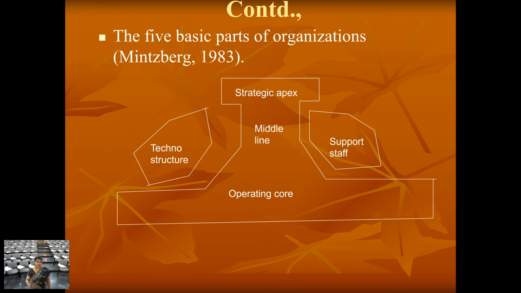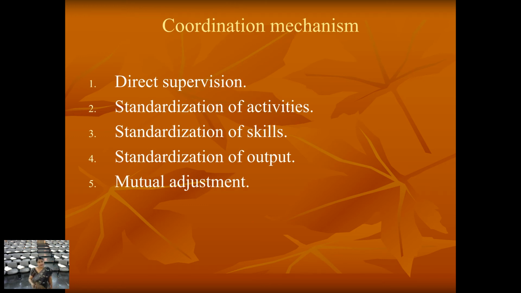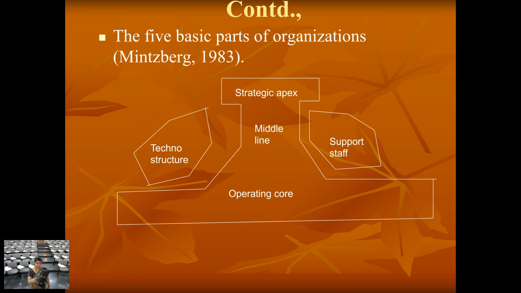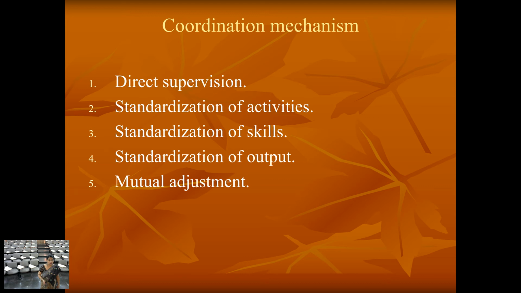And this is the diagram given by Mintzberg in 1983. Now he says you have to coordinate all 5. These people are working in different verticals. So how do you bring them together? You have coordination mechanisms. The first coordination mechanism is direct supervision. You have to supervise them directly. That's very, very important. Then standardization of activities.